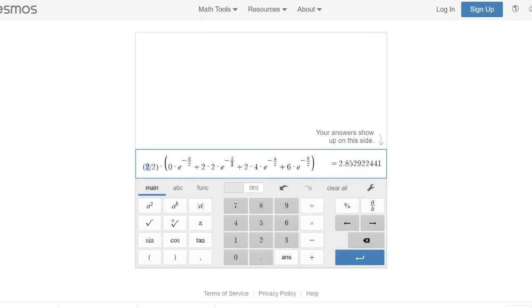You enter everything into your calculator. You have the answer. The answer is 2.85 something. It's hard for me to remember. I'm not going to write the answer into the PowerPoint. You just copy the answer into your notes. That's question 1.